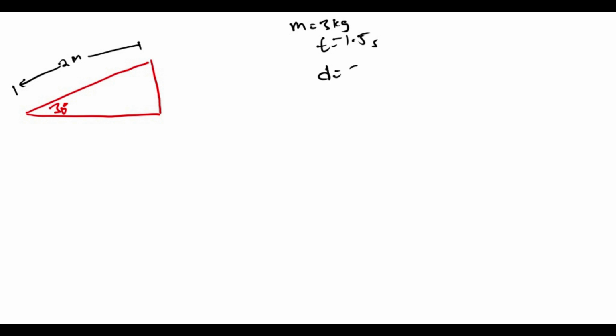Now which formula can we use to find the acceleration? Do we have the initial velocity? It started from rest, right? That's the question. So meaning that the initial velocity is what?